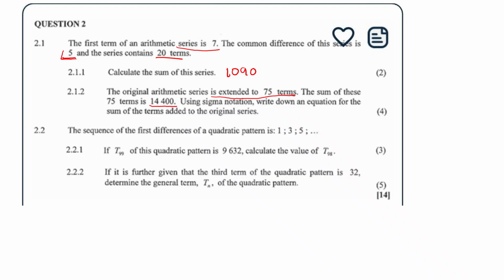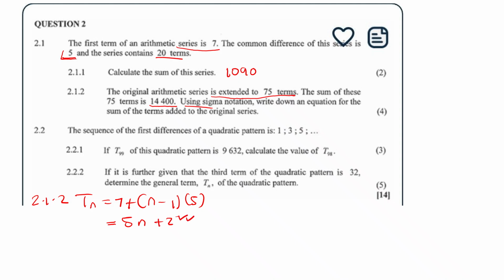So we can first find Tn, because we have to write using sigma notation. Our Tn is equal to our a which is 7 plus (n minus 1) and the difference is 5. We end up with Tn equal to 5n plus 2. This is our Tn.